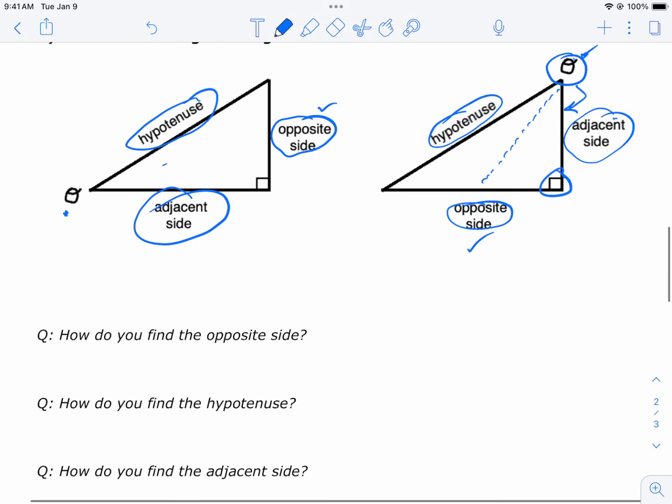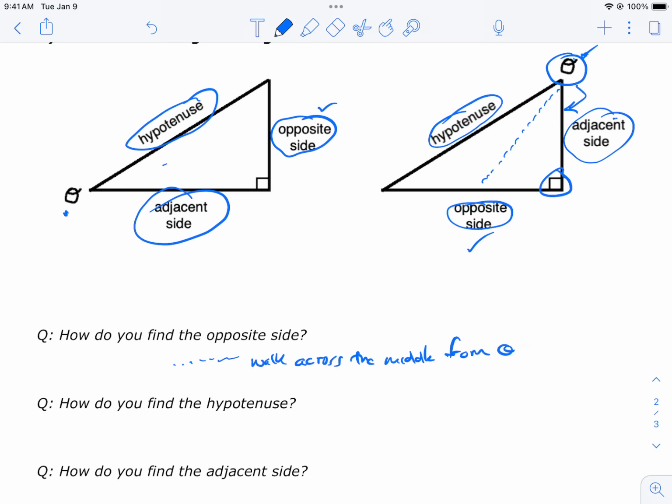Oh, look what I wrote here. How do you find the opposite side? Well, you could pause if you want to, and I just told you how to find all these three sides, right? So what you want to do is, in your own words, put something like, walk across the middle from theta to the opposite side. Well, you're never supposed to use the word in the definition, but you can label, you can put your own words in here. Your own words are always going to be more easily remembered than my words usually. So just make sure you can label the sides of a right triangle.